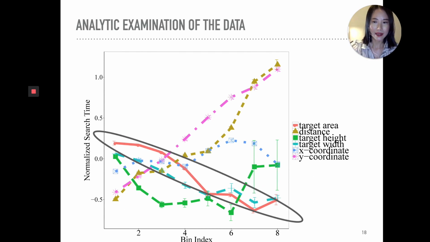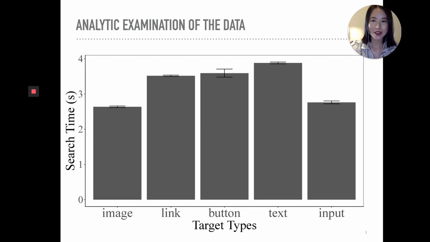We also see here that as the target size increases, the search time also becomes shorter, meaning that the bigger the target is, the easier it is to find it. We can also plot the search time against the target type, and we notice that the images are the easiest to find, and the text is the hardest to find.